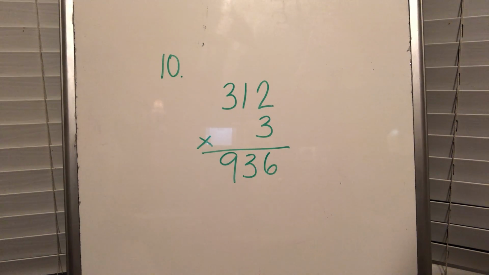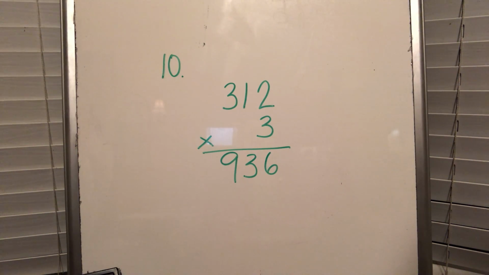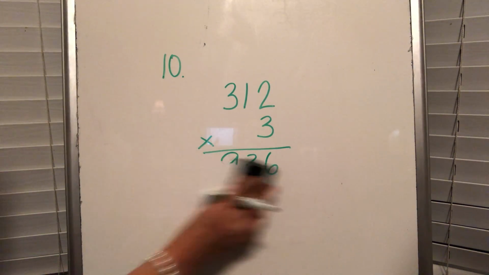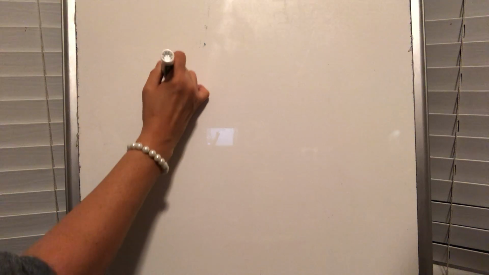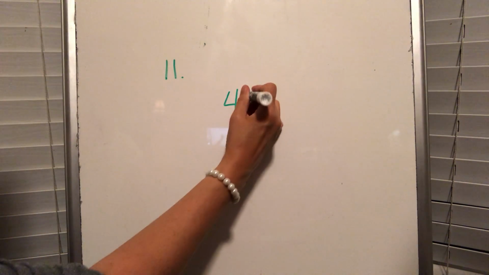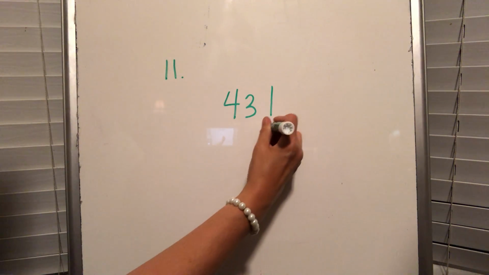All right? If I'm going too fast, you can pause the video and write what you need to write down, and then push play again. All right? Number 11, moving right along. Number 11, 431 times 2.